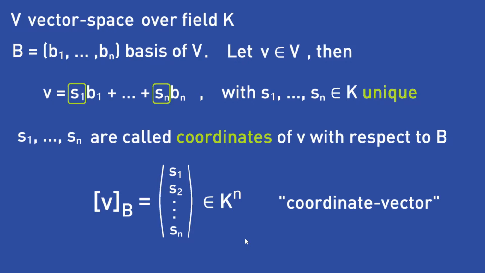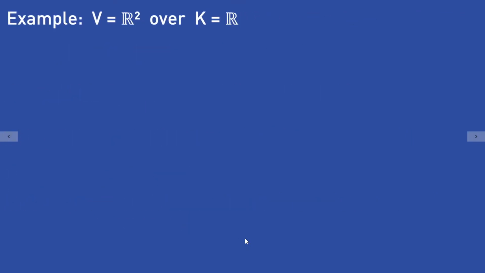Let's take a look at an example now. Let our vector space V be equal to R^2 over the field K equal to R. Our basis b is equal to (0,1) and (1,1). So this here is b1 and this here is b2. Why is this a basis of R^2? Because the dimension of R^2 is 2. We know that two linear independent vectors form a basis, and these two vectors, b1 and b2, are linear independent, so b is a basis.